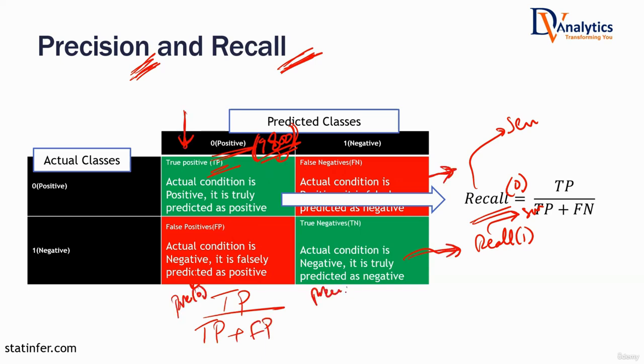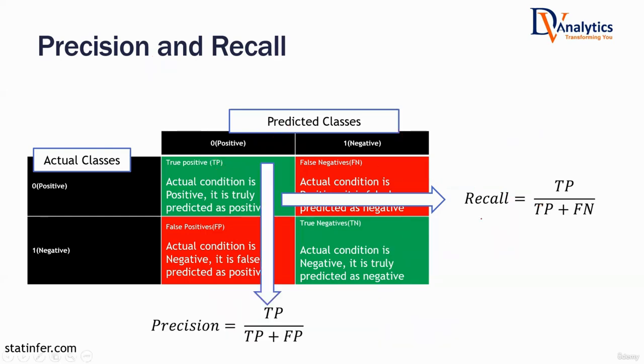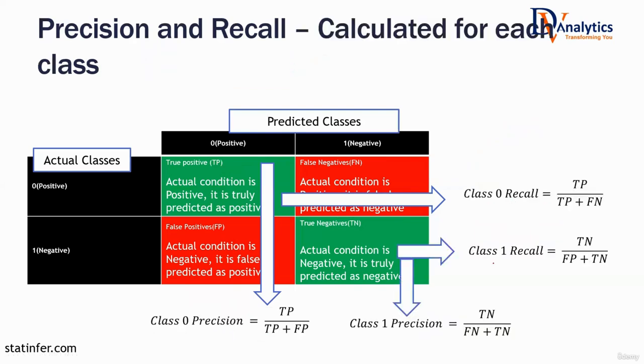What is precision of class 1? True negative divided by false negative plus true negative. You're looking at it from the column point of view, isn't it? So this is recall of class 0, recall of class 1, precision of class 0, precision of class 1.